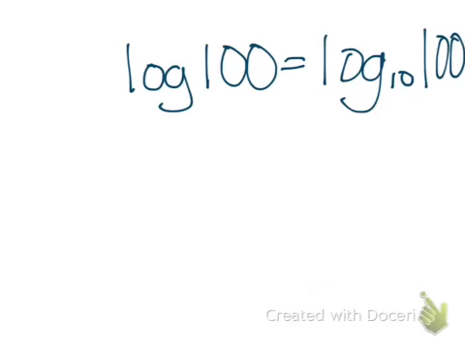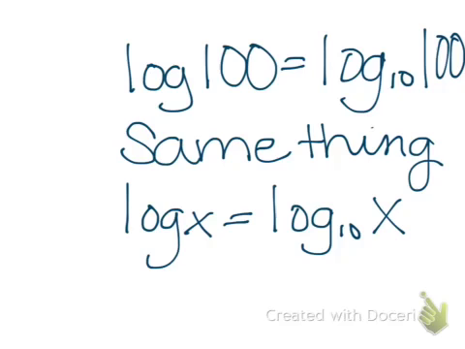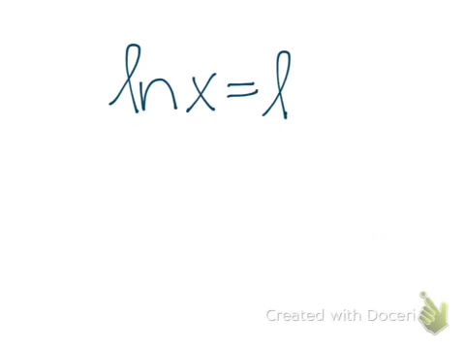Okay, so just to review, just about logarithms, anytime that you don't have a base listed, it's always going to be base 10. And so log of 100 is the same as log base 10 of 100. Log of x is the same as log base 10 of x. And the same thing holds true for natural logs. Natural log always has a base of e. So natural log of x is the same as log base e of x. They are the same thing.